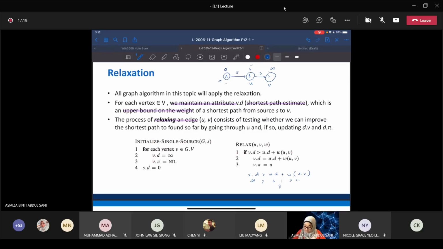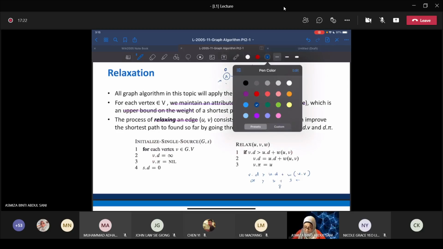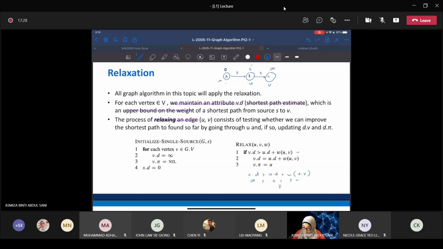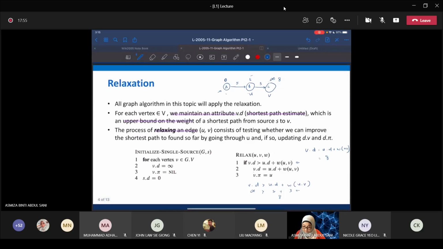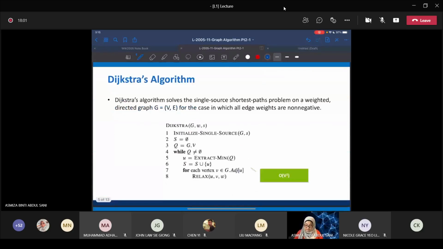So we are going to say that the distance of V is actually the distance of U plus the weight of UV, which in this case would be 8. That is how we do the relaxation. So now we know that the distance of V is 8. That is the concept of relaxation. With that in mind, let's look at Dijkstra.